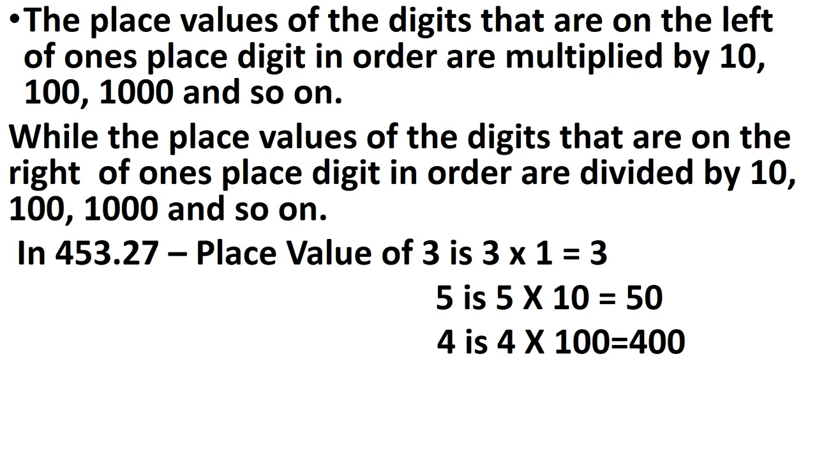Now see the place value of the digits to the right-hand side of the decimal point. The place value of 2 is 2 multiplied by 1/10, or we can say 2 divided by 10, because this is the tenths place. So we are dividing it by 10. And what is the place value of 7? It is 7 multiplied by 1/100, that is 7/100.